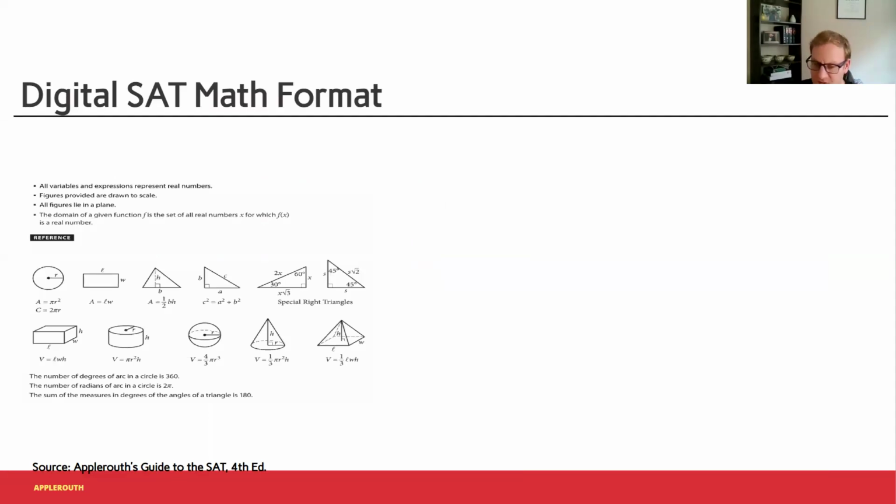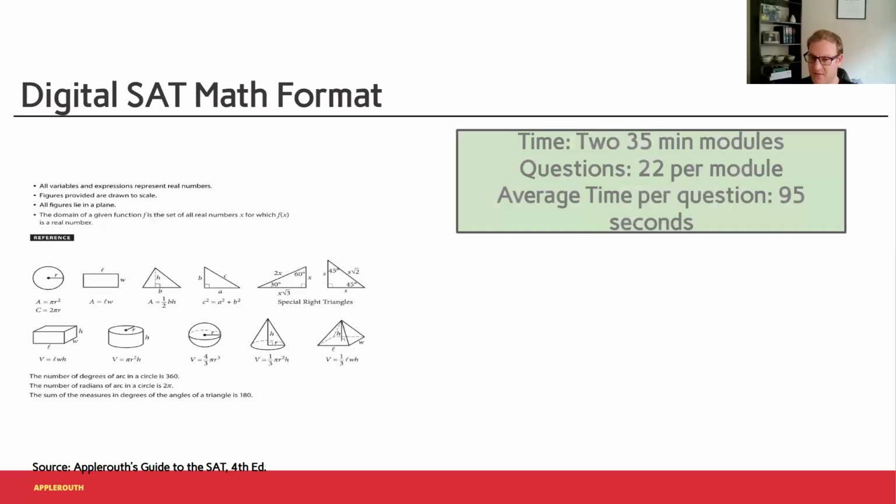So again, I'll open it up for questions at the end, but I want to make sure I get to math. Let's talk format for the math sections.